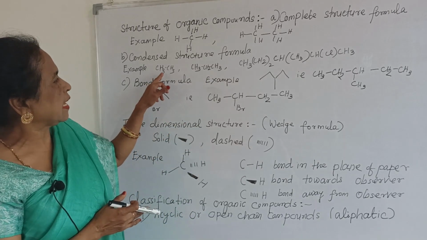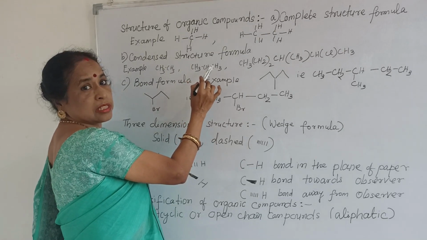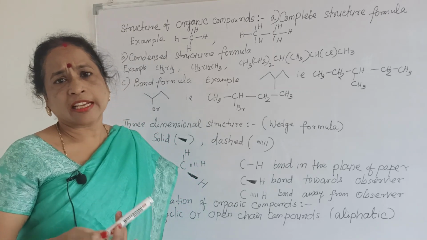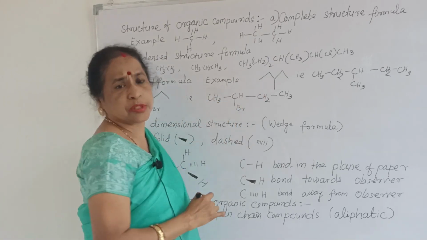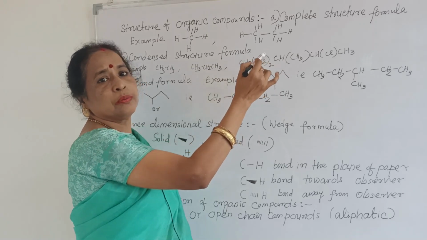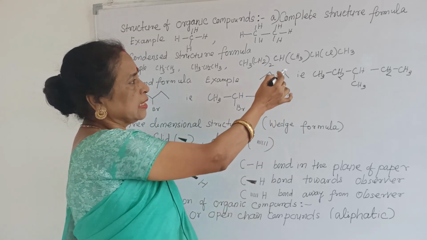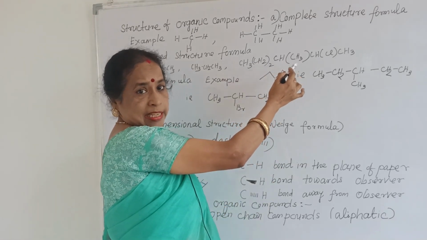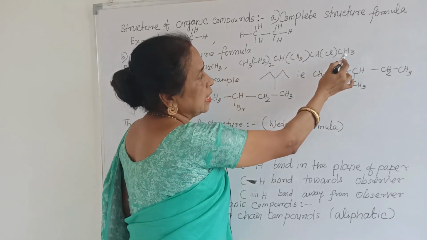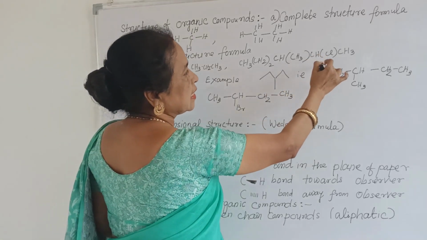See here, ethane is CH3CH3 and propane is CH3CH2CH3. But when there are more CH2 groups, just like CH2 4 times, then what to do? Put CH2 in brackets with 4 as the subscript. If 3 times, CH2 in brackets with 3. If there is a branch substituent CH3, then you write CH3 in brackets. Similarly, if Cl is a branch substituent, then you write Cl in brackets.